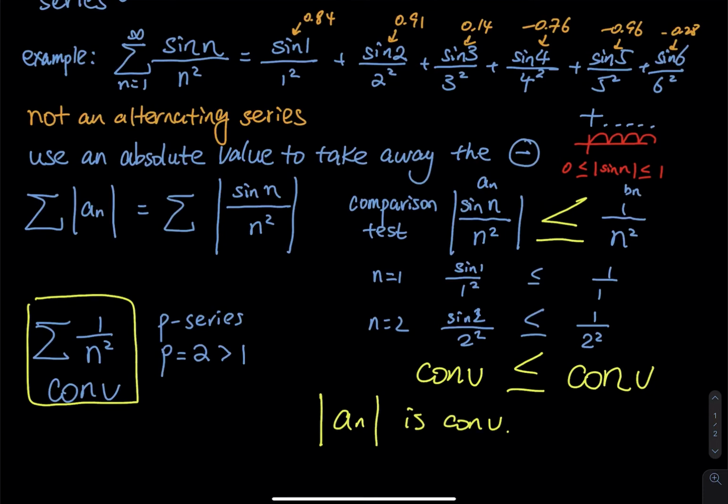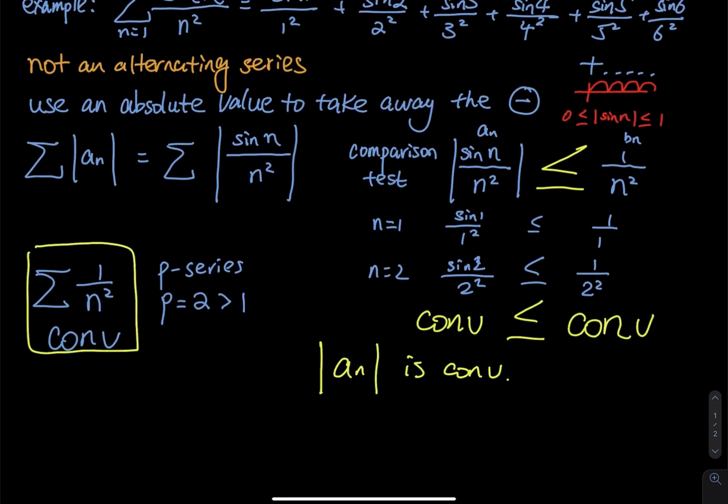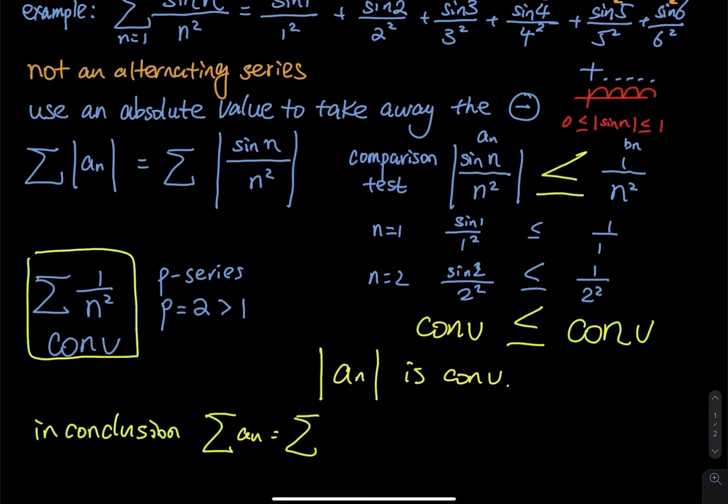And then what can we say? Now, after you prove that, we can say in conclusion that the sum of an, which is the sum of sine of n divided by n squared, is absolutely convergent.